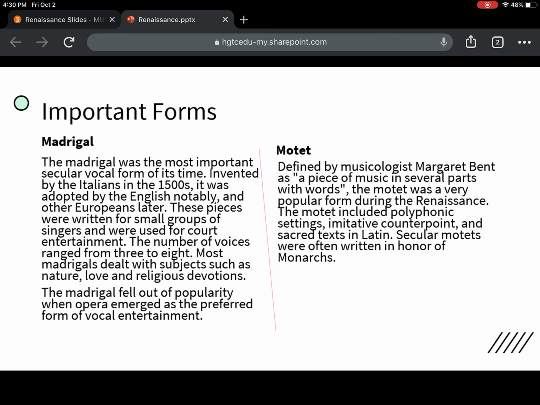The motet is defined as a piece of music in several parts with words, but many times motets were used for religious purposes. The motet was a very popular form during the Renaissance. The motet included polyphonic settings, imitative counterpoint, and sacred text in Latin. Secular motets were written, but that's kind of a loose definition.